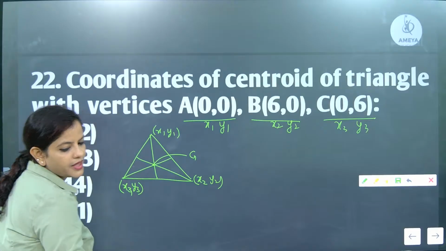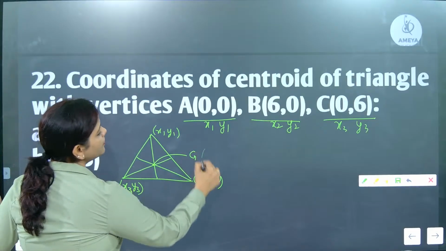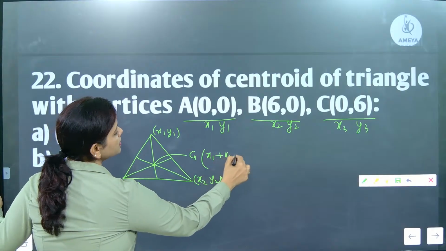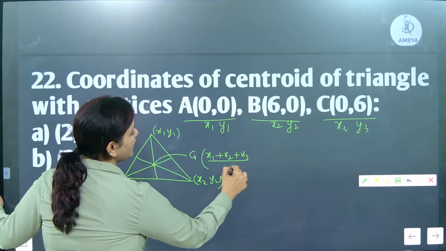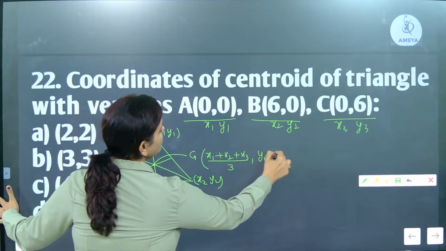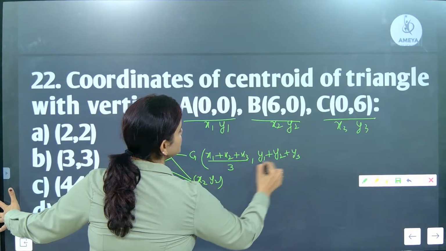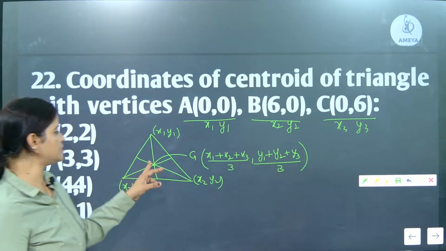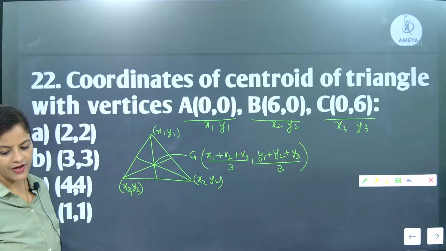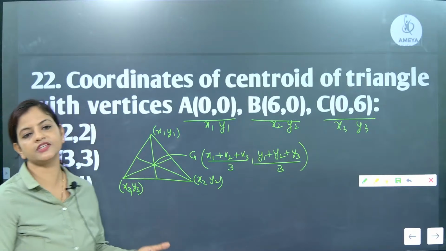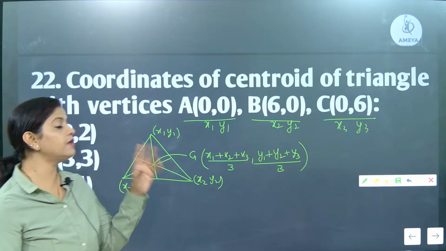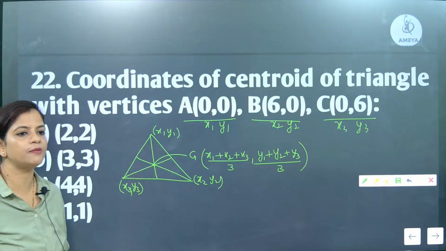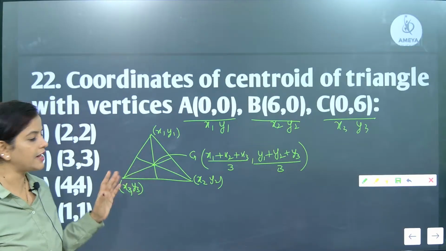So if they ask you the coordinate of the centroid of a triangle, then directly G will be what, beta? X1 plus X2 plus X3 by 3, and here Y1 plus Y2 plus Y3 by 3. Understood? So the center, meaning the centroid, will be G, and the G value will be X1 plus X2 plus X3 divided by 3, and there Y1 plus Y2 plus Y3 divided by 3. Understood? So that is the centroid point.